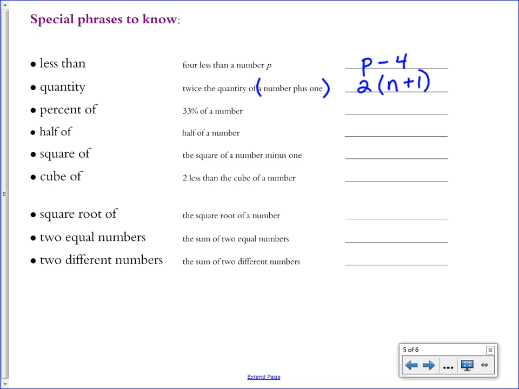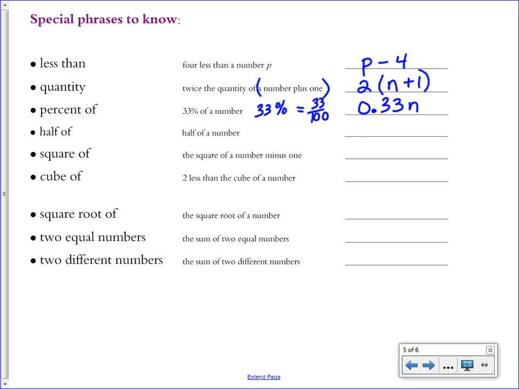So percent of is multiplication, but you just have to be very careful when you write this. It says 33% of a number. That of does mean multiply. But we're not going to do 33 times the number. We're going to do 33%. And because percent means per 100, 33% is really 33 over 100. So the most common way that you're going to see this written, 33% of a number, is 0.33 times the number. Okay, 0.33 is 33 over 100.